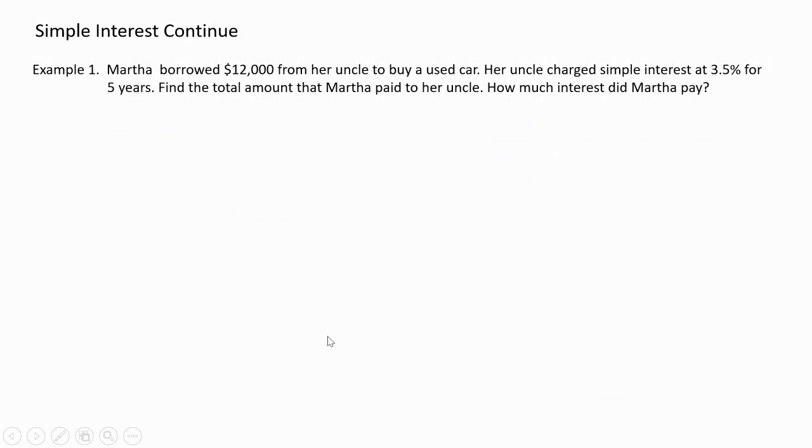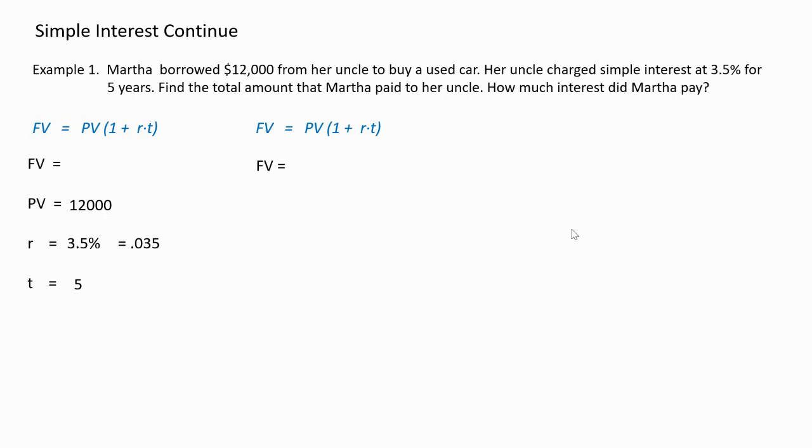Okay, let's do the very same problem, but instead of using the first formula, which was INT equals PVRT, we're going to be using this formula here, which is future value equals present value, parentheses 1 plus interest rate times time. So again, what are we looking for? Right, we're looking for the future value. So the 12,000 was the present value. The interest is 3.5%, which will be 0.035. The time will be 5 years. So let's plug them into the formula.